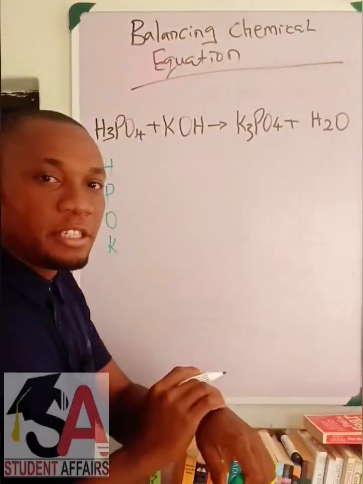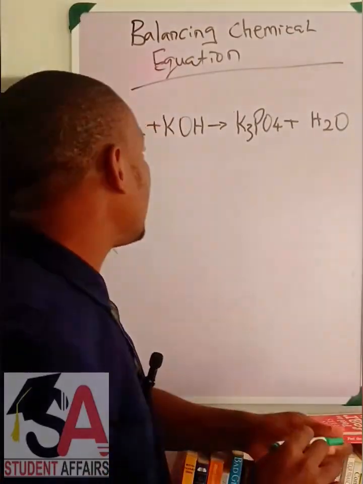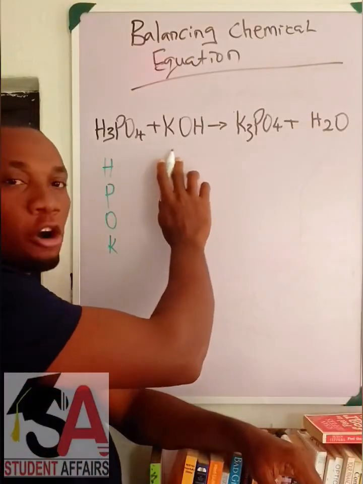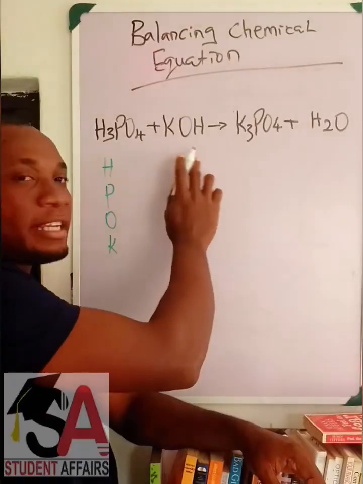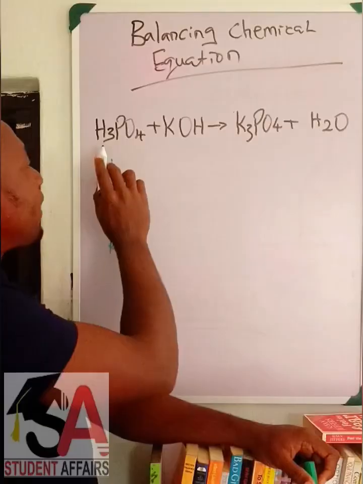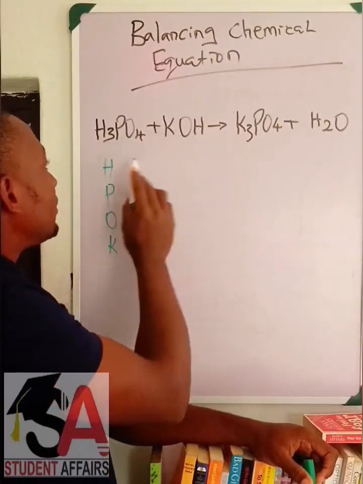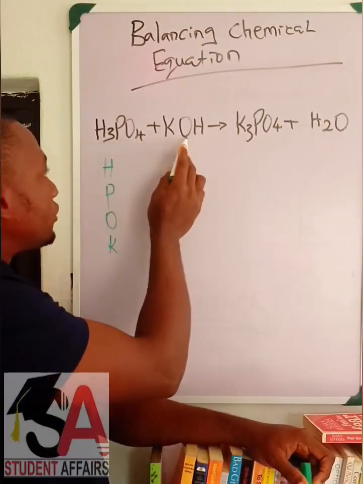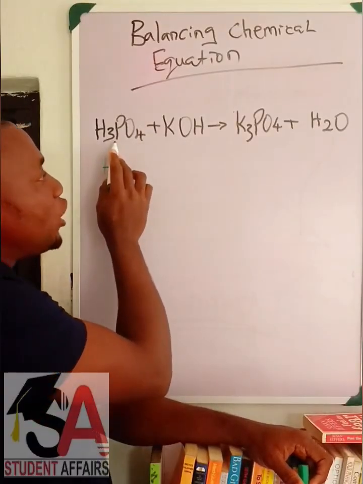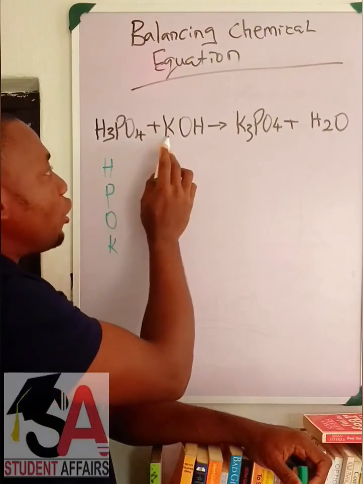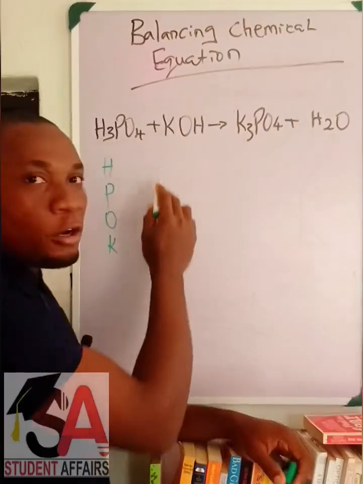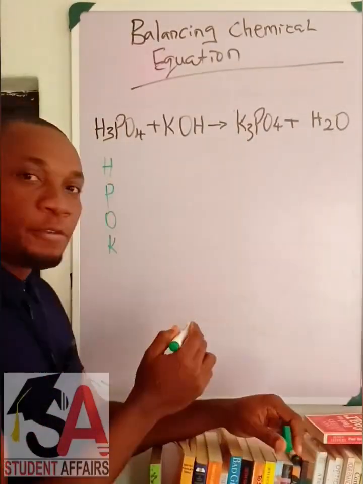In order to balance this equation very easily and fast, you will need to consider the element that has the least occurrence on each side of the equation. For example, here we have hydrogen, hydrogen. We have oxygen, oxygen. Phosphorus appears only once. Then potassium also appears only once. So we can choose to start with phosphorus or potassium. So let's start with phosphorus.